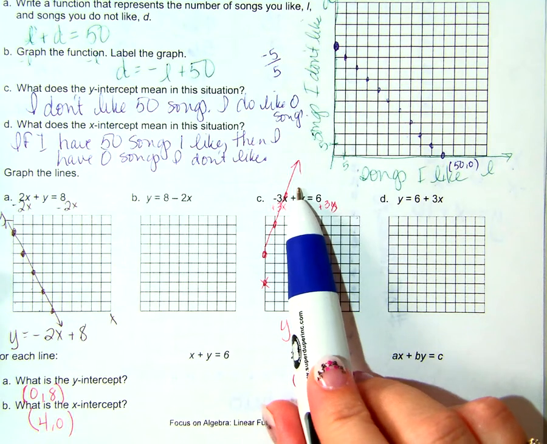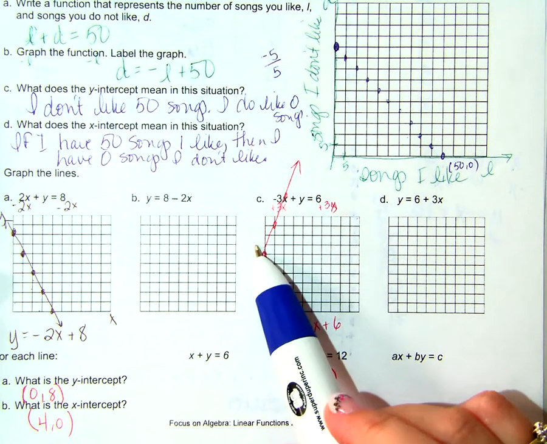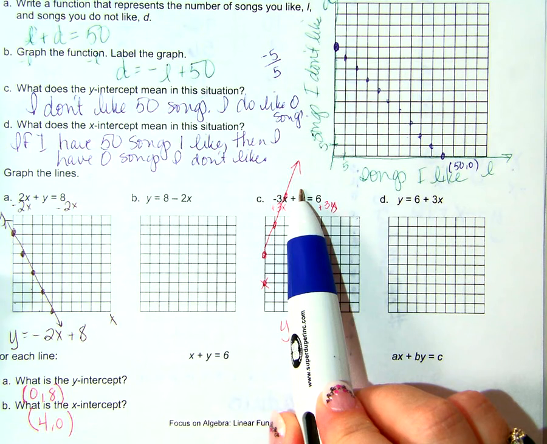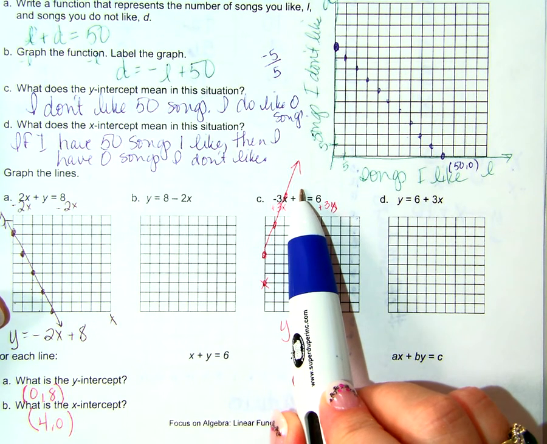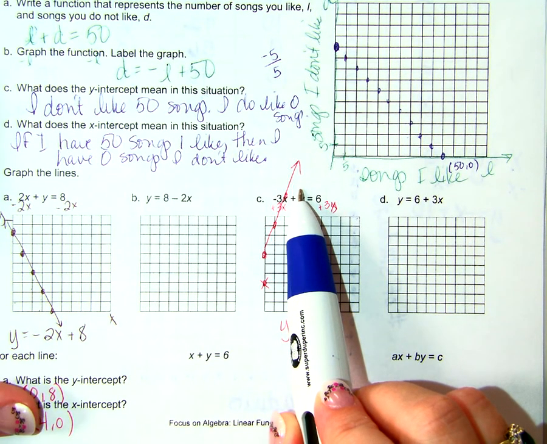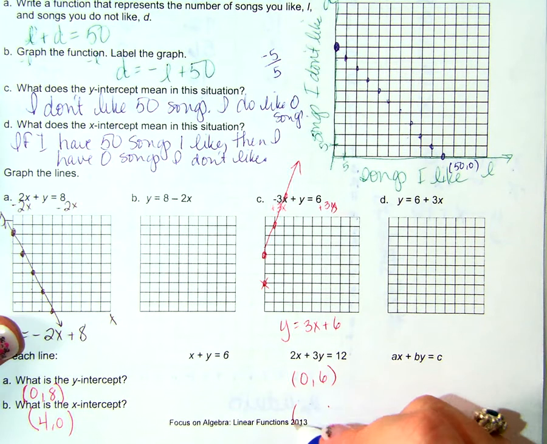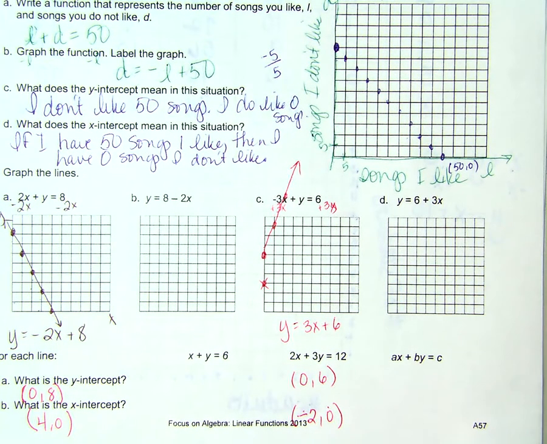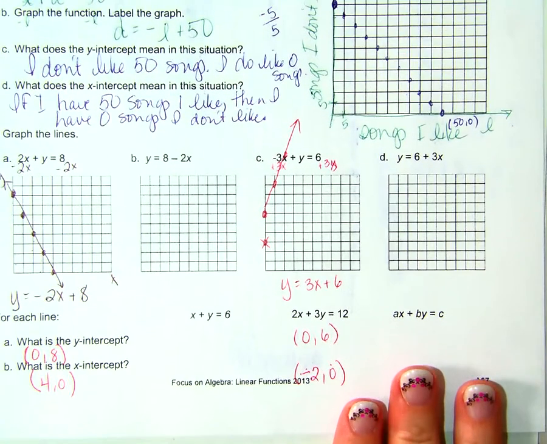What's my x-intercept? X-intercept is when y equals 0, right? I can't see it on the graph, can I? Let y equal 0 then. What does my x have to equal? Negative 3 times something equals 6. Negative 2, right? So negative 2, 0 is my x-intercept for that problem. Okay?